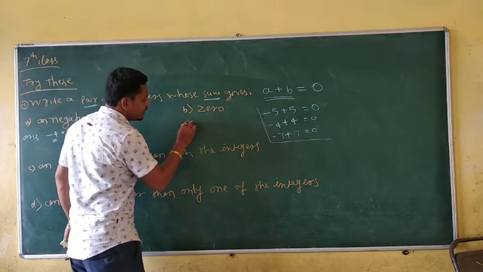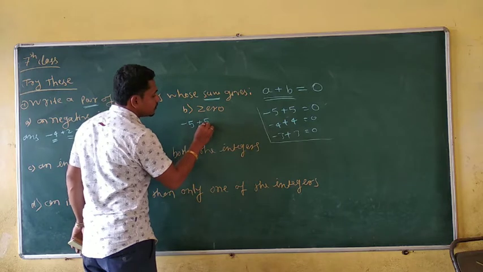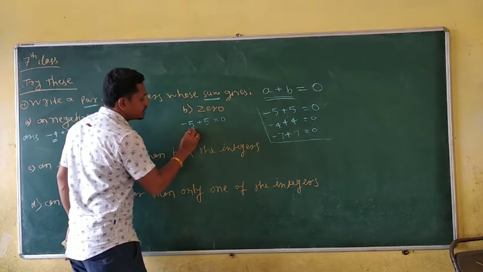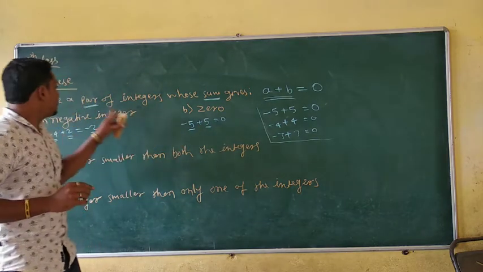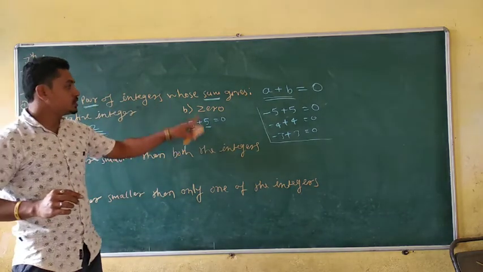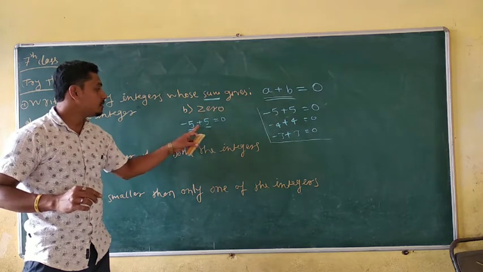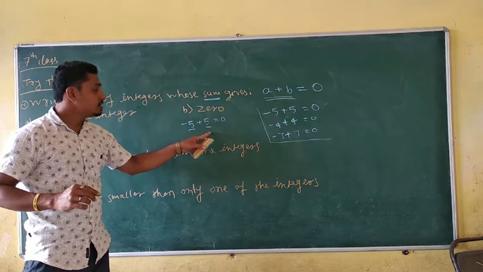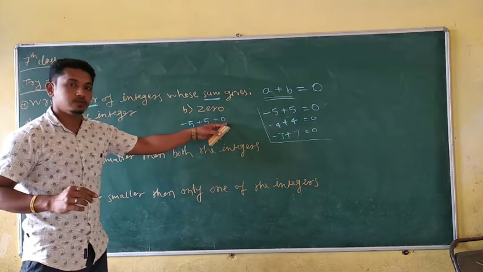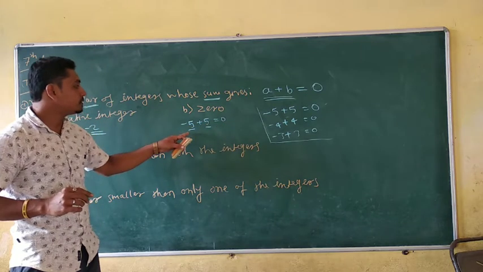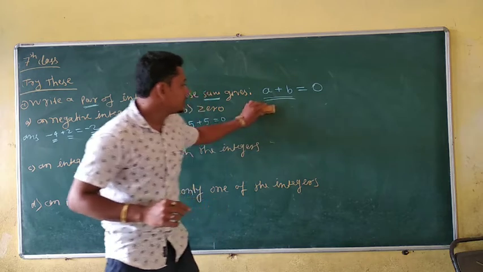So here minus 5 plus 5 is equal to 0. So minus 5 and plus 5 are the pair of integers whose sum gives 0. Minus 5 plus 5 is the sum of the pair of integers and it gives 0, which means minus 5 and 5 is the pair of integers. Is it right?